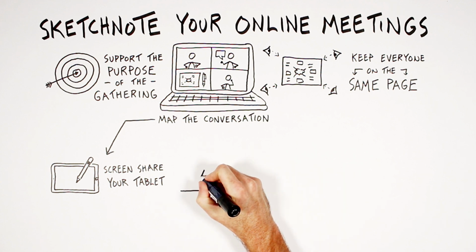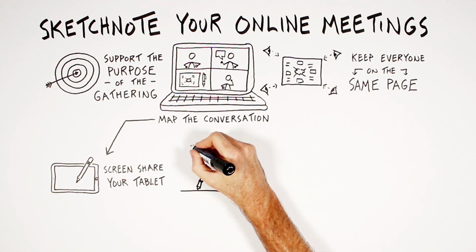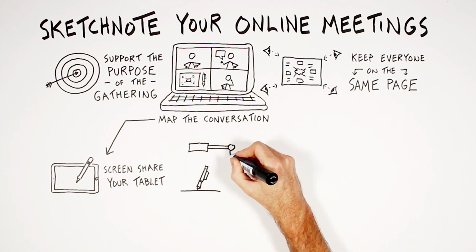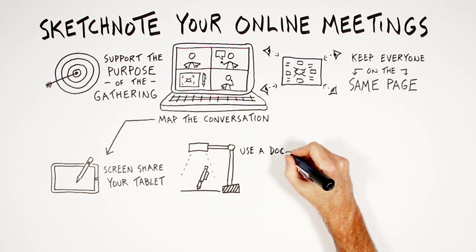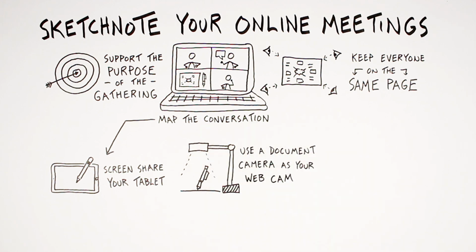If you prefer working with analog tools, this second approach will work better for you, picking up a document camera and using that as your webcam. Those seem to be relatively affordable, and so long as you've got some okay lighting in your room, that allows you to share your analog sketchnotes pretty seamlessly.